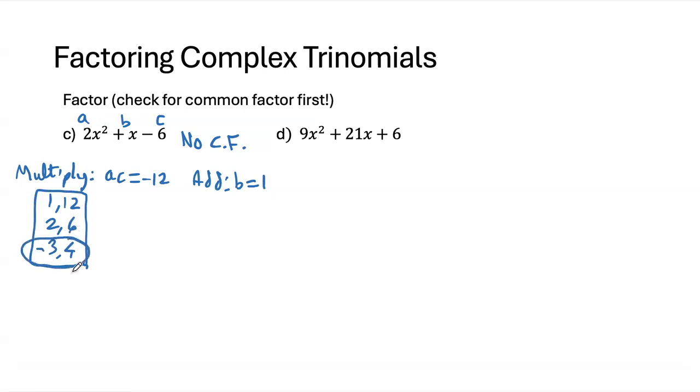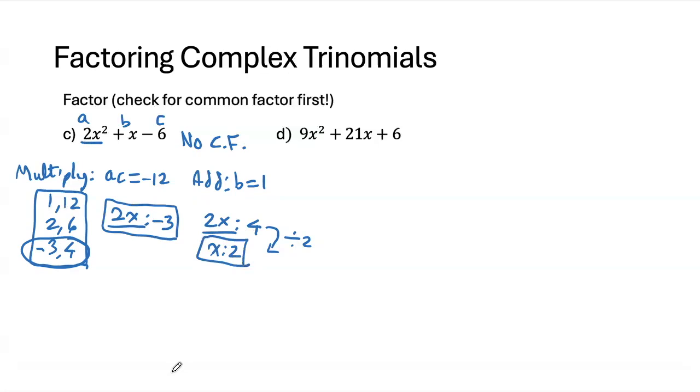Okay, so now I can start making my ratios. My first term is 2x squared, so both of my ratios are going to say 2x, 2x, 2x again. And then we put these numbers at the end of the ratios. 2x to negative 3 doesn't reduce anymore. 2x to 4, yes, I can divide by 2. I get x to 2. And now we have the factored form. The factors are 2x minus 3 and x plus 2. There we go.